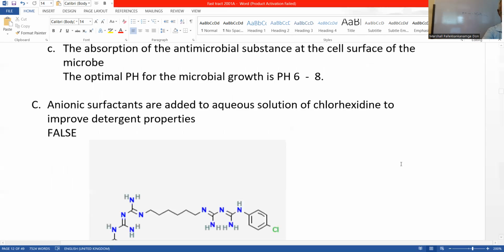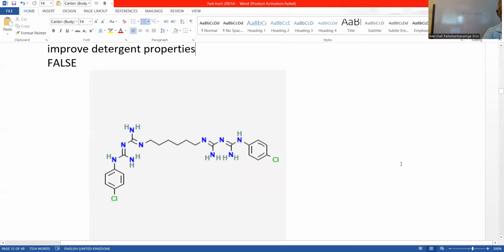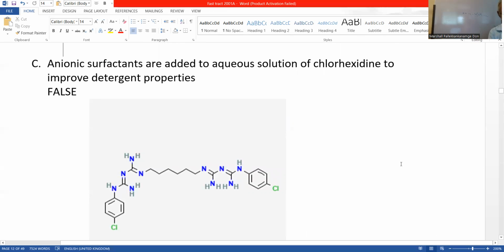So when you add anionic surfactants, what will happen? It will neutralize plus and minus, so both antimicrobial agents will not work. So you can never add anionic and cationic surfactants together. It will not work. So anionic surfactants cannot be added to this cationic surfactant. Chlorhexidine is a cationic surfactant. It has a plus charge.